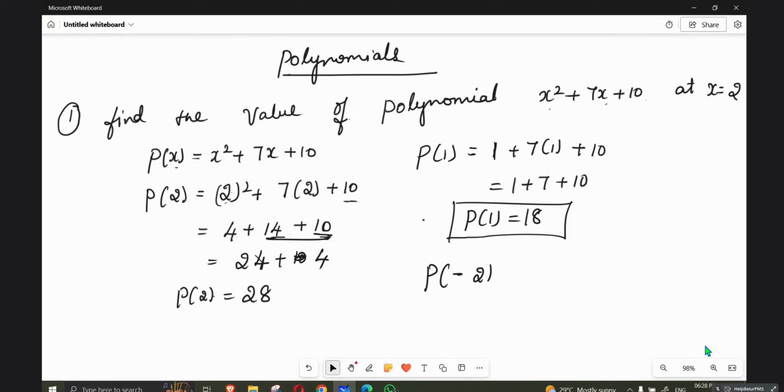Again I repeat. See, P of minus 2 you are getting 0, right? So that means whenever you put the x value as minus 2, you are getting the total function value as 0. That means minus 2 is the 0 of the polynomial. So for that value of x, you are getting the total function value as 0. Hence, minus 2 is the 0 of the polynomial. Okay.